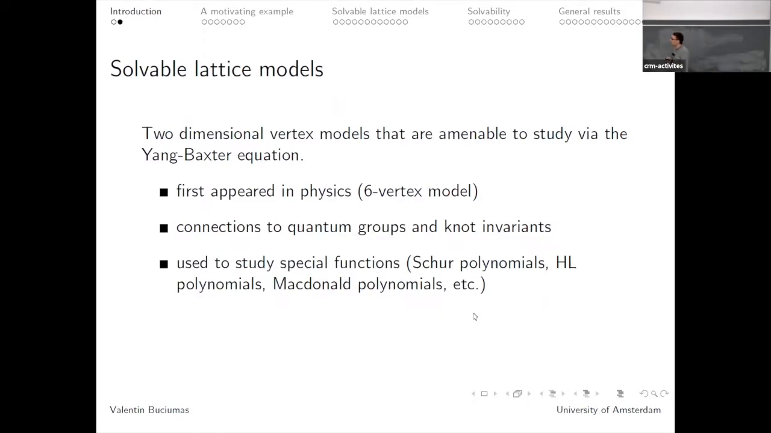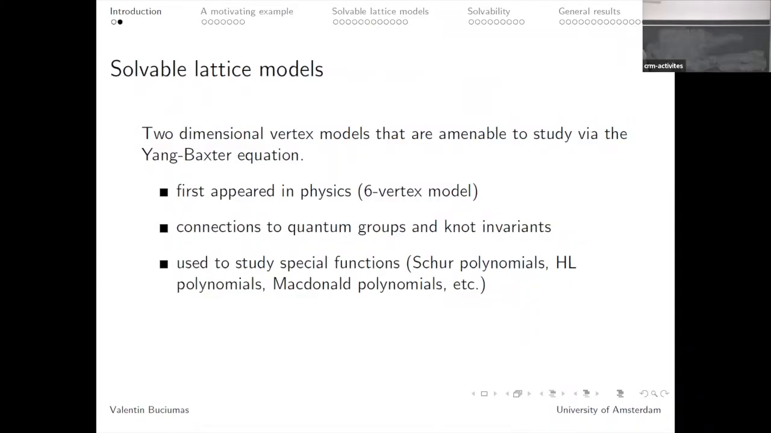These first appeared in physics. I think the first of these models was the six-vertex model, which was a way to model two-dimensional water atoms that formed ice. Because of this, some people call it the ice model. There is a connection to quantum groups and knot invariants. The solutions to the Yang-Baxter equation that people use to study these models were formalized when people like Drinfeld and Jimbo came up with the idea of a quantum group.